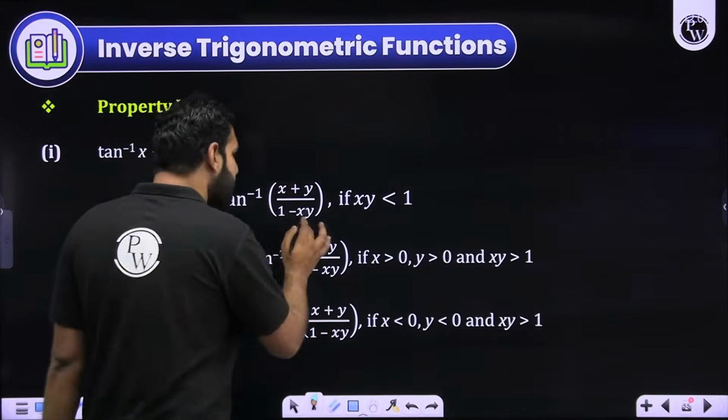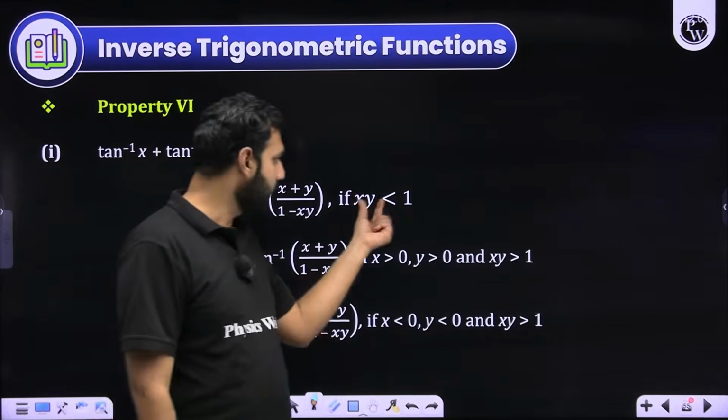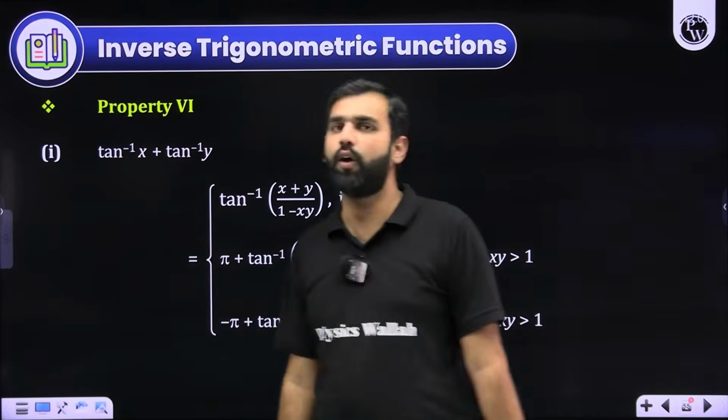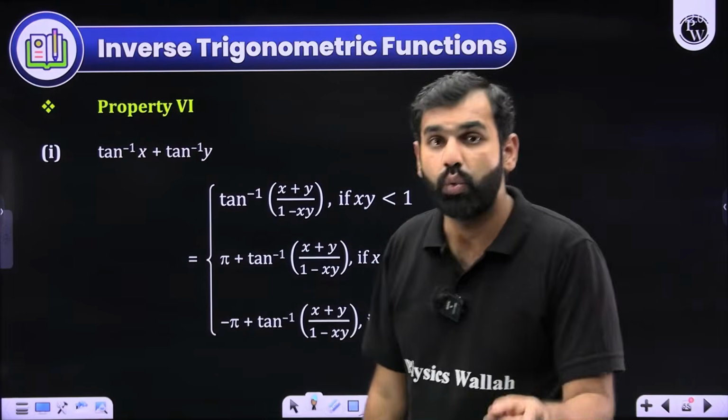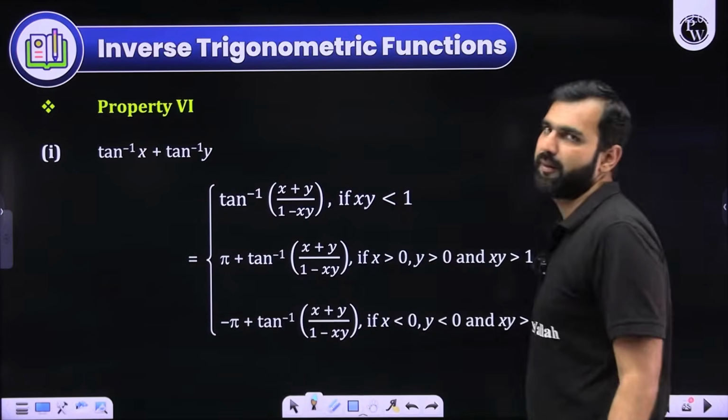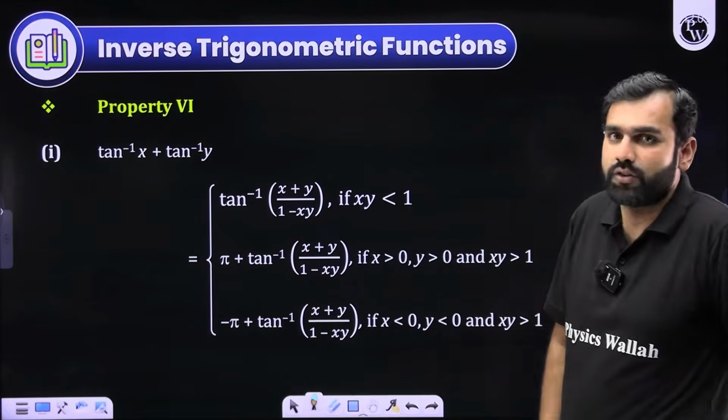So whenever xy is less than 1, whenever the product xy is less than 1, whatever value tan inverse x plus tan inverse y offers, that value will lie under the range which tan inverse of x plus y upon 1 minus xy offers. So I need not add or subtract anything.